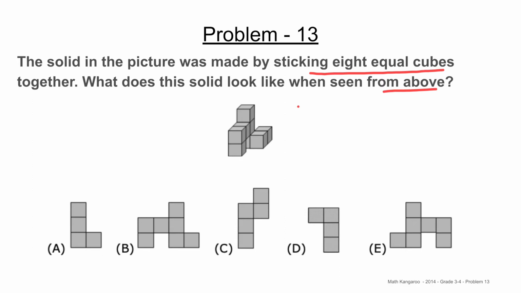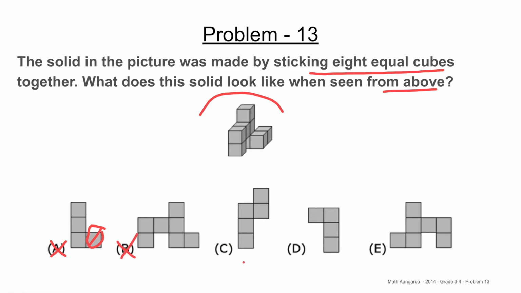We need to figure out what this solid would look like when seen from above. Let's visualize it. First, imagine 3 blocks in a row and there are 2 blocks parallel to it. Any picture which resembles this would be our answer. So let's move on to looking at option A. We see that there are 3 blocks in a row, but there is none in here. So that is incorrect. We move on to option B. We see that there are 3 in there, but there are no 2 parallel blocks. So we remove option B.